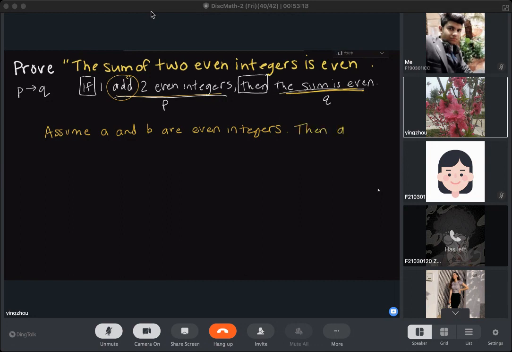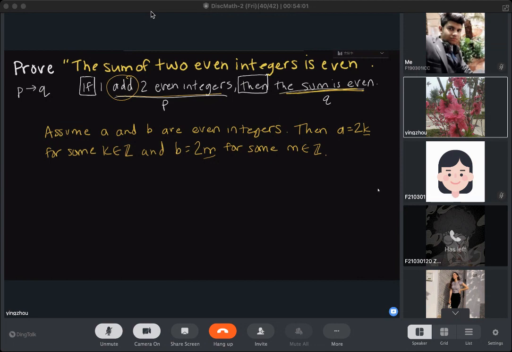Then a equals 2k for some k that is an integer, and b equals 2m for some m that is an integer. Now, keep in mind, I have to have different variables for those two. I can't just assume they're the same variable because that would be assuming that a and b are the exact same even integer. So this allows for any possibility of two even integers.